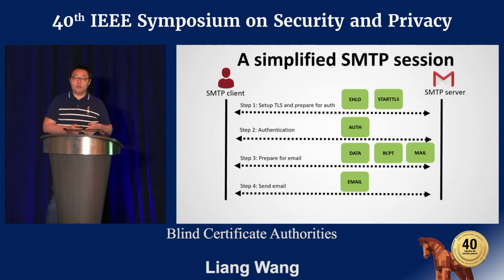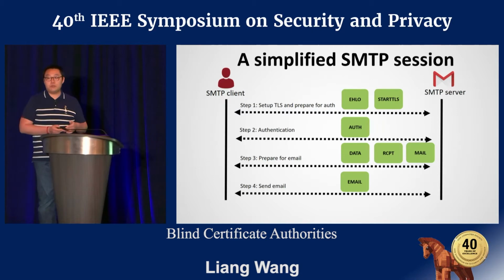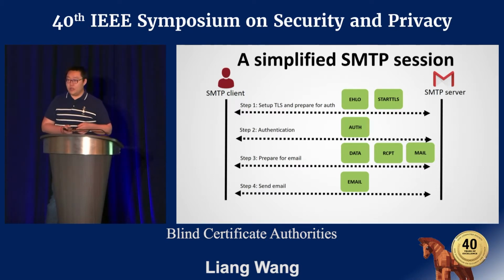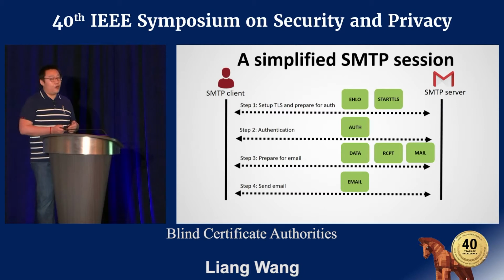We further build blind CA using anonymous poll. First, let's look at how SMTP works. So here is the simplified SMTP session. It consists of 4 steps.